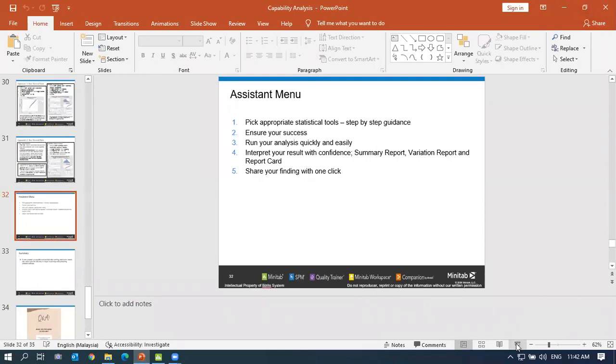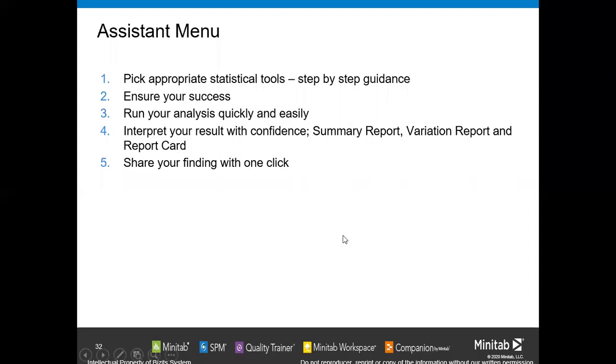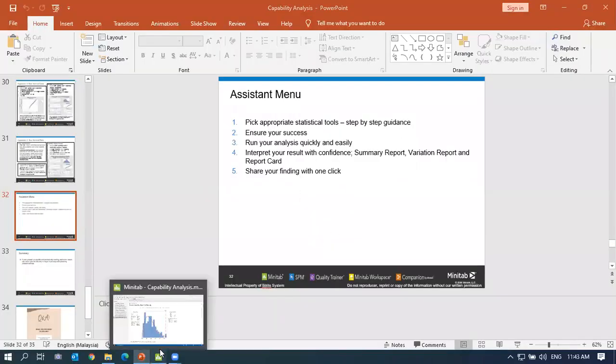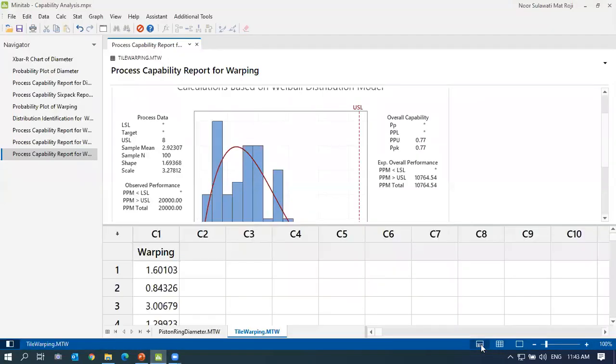Another feature inside the capability analysis is the Assistant menu. This one is maybe for newcomers to the statistical method, it may help you. And if you are an expert, it will also help you, because it gives you a guideline before you go further. The dialog box is also simpler, and the result is more comfortable. So I go back to this one.